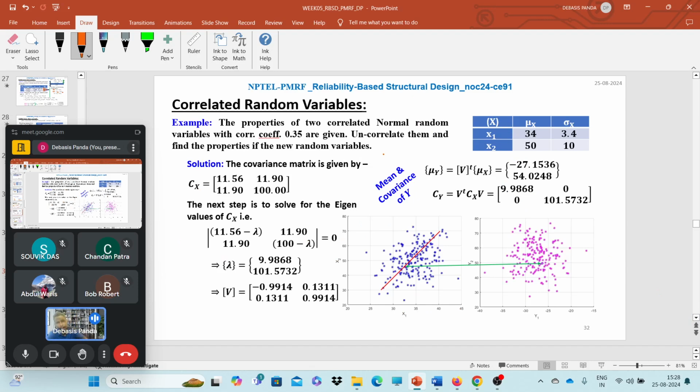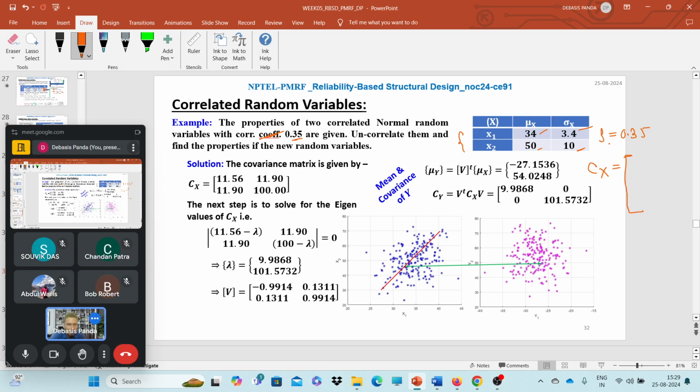Like if we have two random variables with correlation coefficient 0.35, now uncorrelate them. How can we uncorrelate them? First, we have two random variables x1 and x2. The mean of x1 is 34, sigma of x1 is 3.4, mean of x2 is 50, and sigma of x2 is 10. And the correlation coefficient is also given, rho is 0.35. So what should be the Cx matrix? That means the correlated covariance matrix.